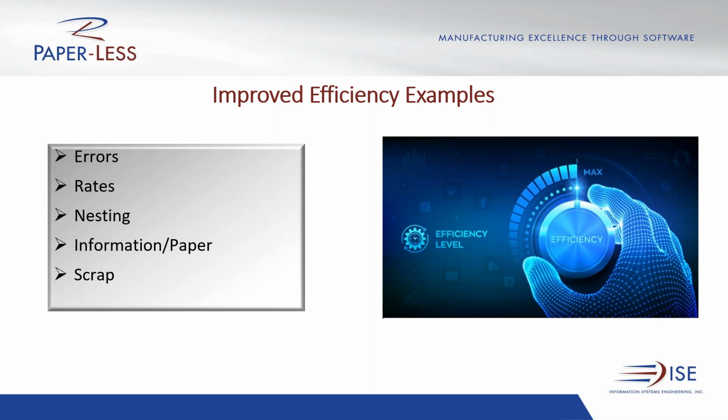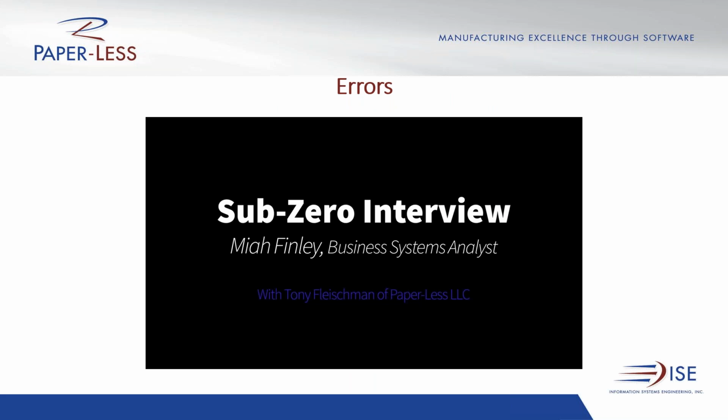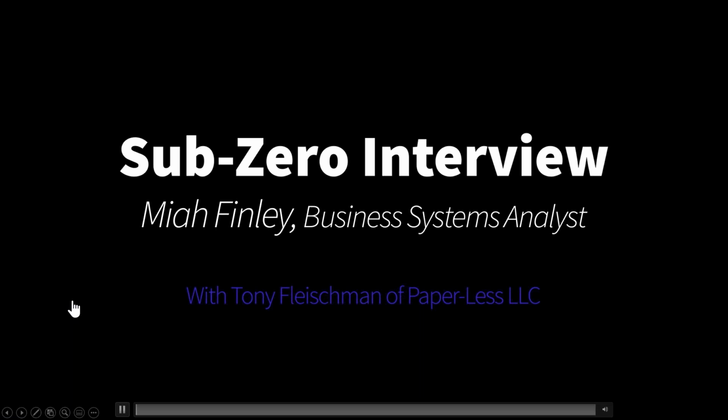I'm going to start this off with an interview that we did with a company, Sub-Zero Manufacturing, which makes high-end refrigerators, freezers, and appliances for commercial and private businesses. This interview really highlighted some of the errors they're receiving in. So I'll let this play through, and then I'll walk through the example we did with them.